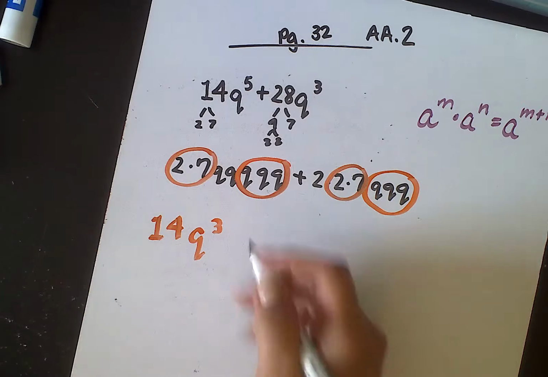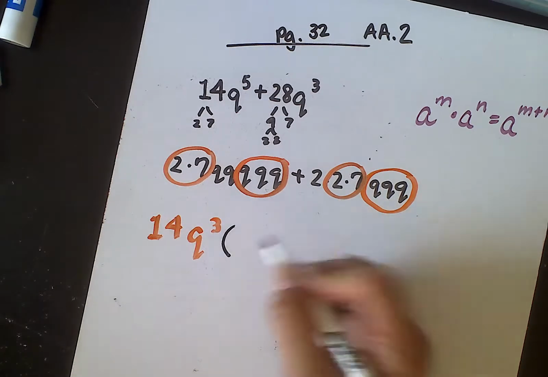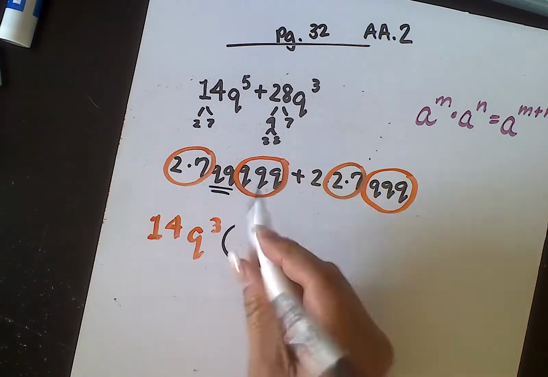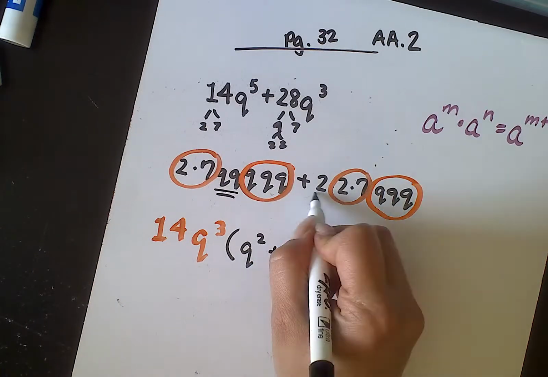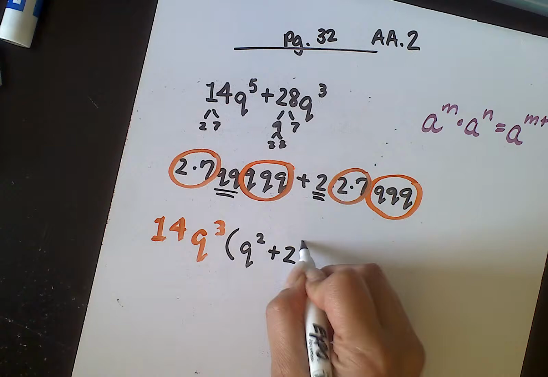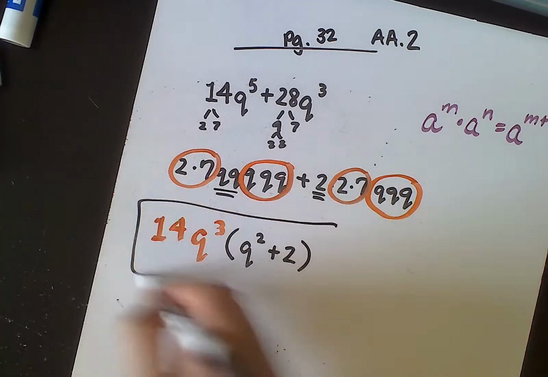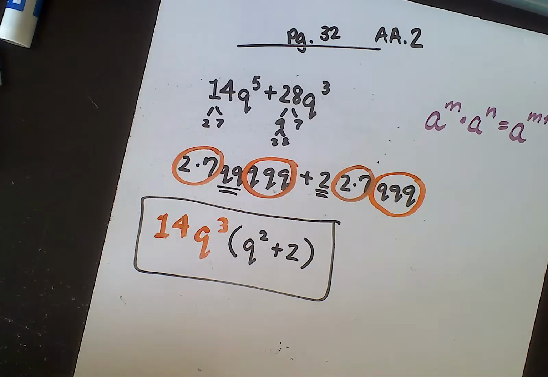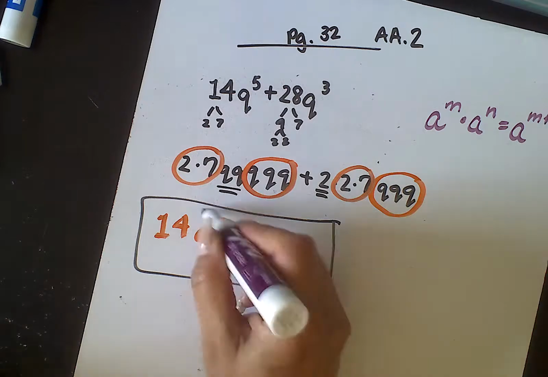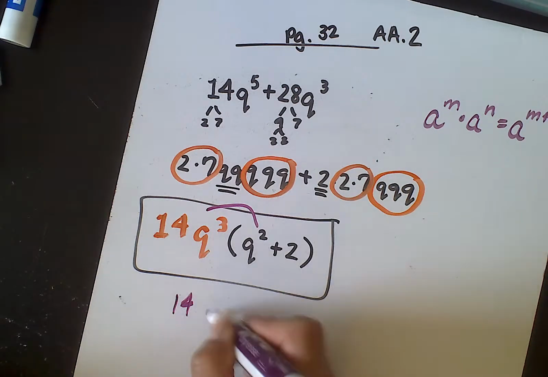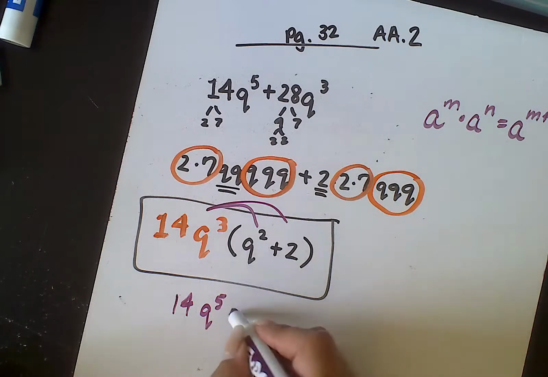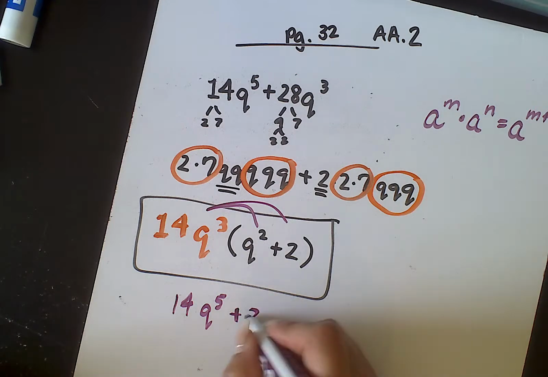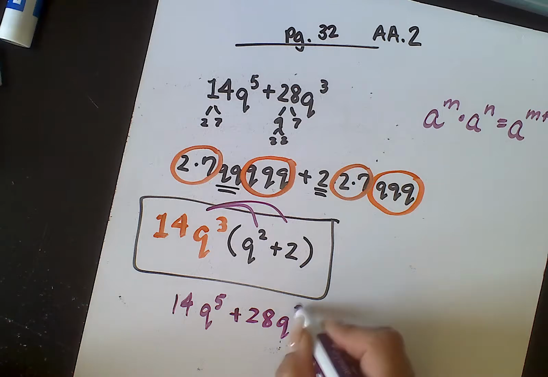Okay, and then parentheses, q squared plus 2. And we can double check our answer. That's 14q to the 5th, and then plus 28q cubed.